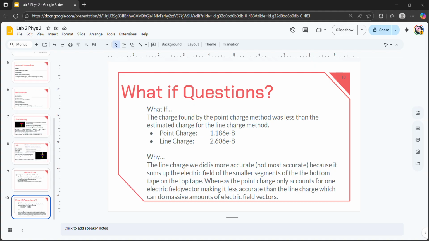It sums up the electric field of the smaller segments of the bottom tape on the top tape, whereas the point charge only accounts for one electric field vector, making it less accurate than the line charge, which can do massive amounts of electric field vectors. Basically, we're saying that more is better in this instance, and by adding up all of the charges from multiple points on one point, and then iterating across that, it gives us a much more accurate electric force.